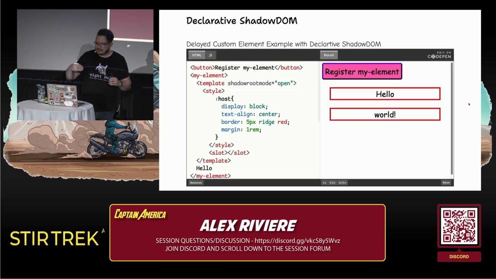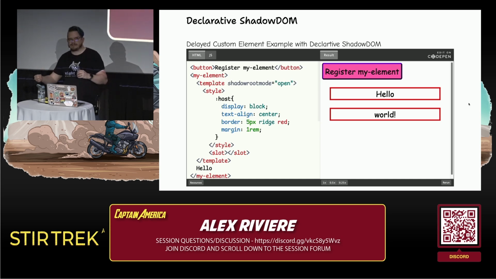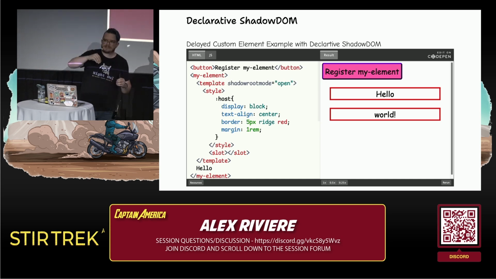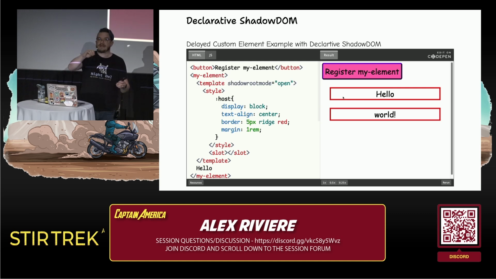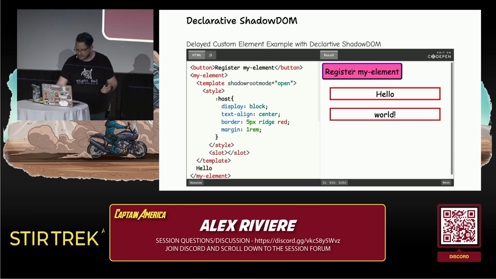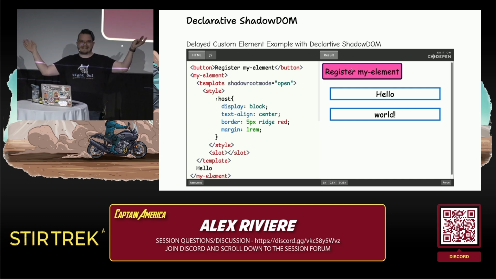That's where declarative ShadowDOM comes in. It's a way to define a template, and you say shadow root mode open or closed, and then you can toss in the things that you want to go in there, and then it will be styled. So you can see here, I have styled the declarative ShadowDOM with a red border, and when we register my element, the border turns blue because we have overwritten it, right?